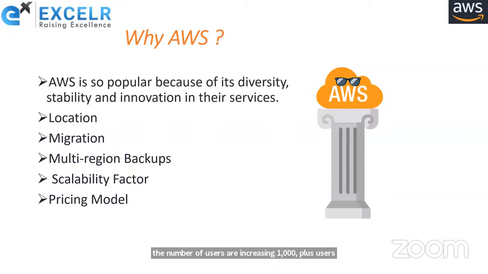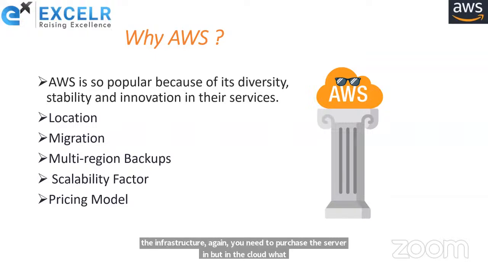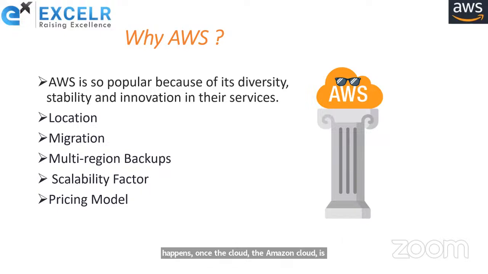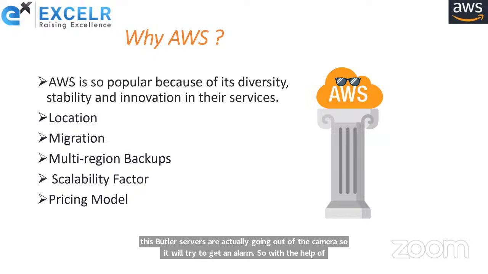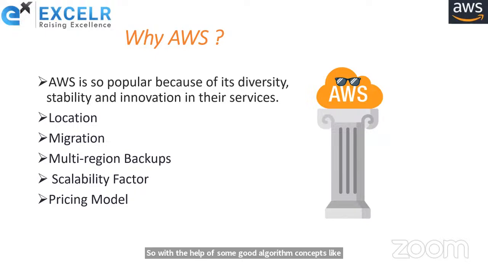But in the cloud, what happens? Once the Amazon cloud detects that, hey, these particular servers are going out of capacity, it will raise an alarm. With the help of good algorithm concepts like elastic load balancer and auto scaling, it scales the resources. CPU, memory, storage, networking, and aspects like the database, everything will be scaled up within quick minutes so that there won't be any effect on the users. It expands the resources without the burden of a completely new infrastructure setup.